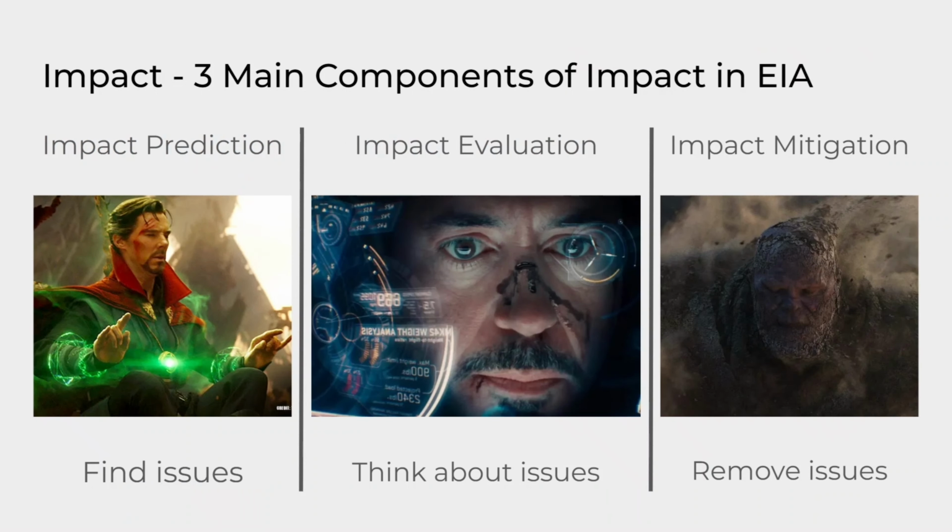Impacts have three main components to them: impact prediction, impact evaluation, and impact mitigation. Basically, finding the issue or foreseeing the issue, thinking about those issues, and then removing those issues. That's the very basicness of impact in EIA.